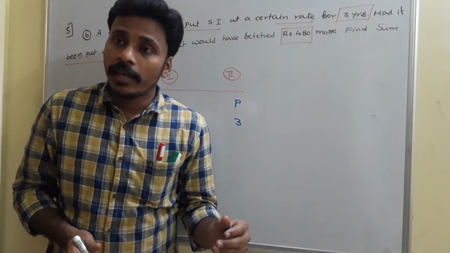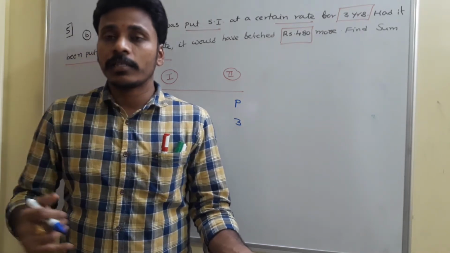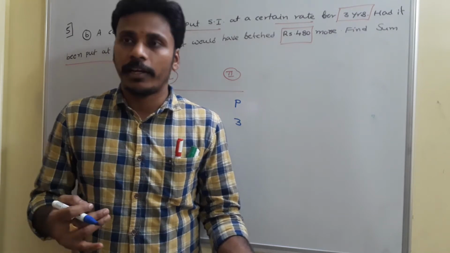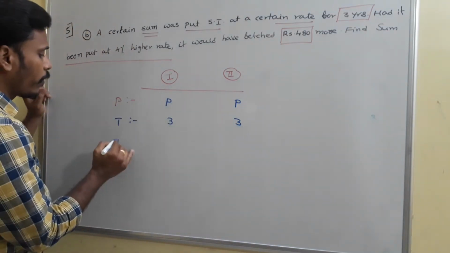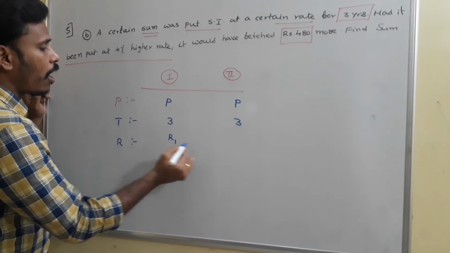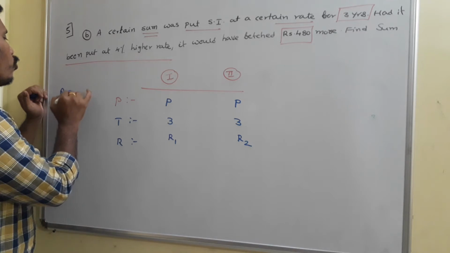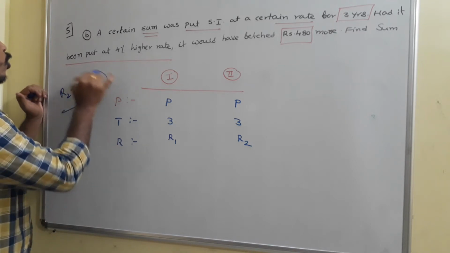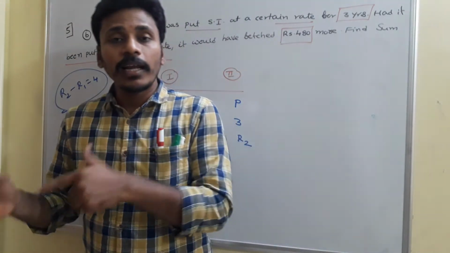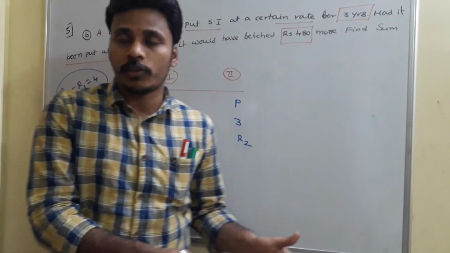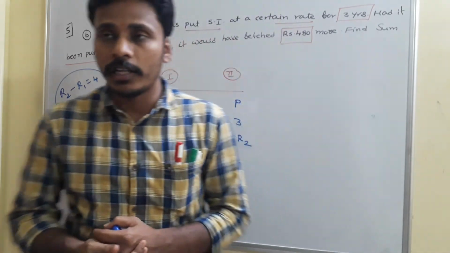And see, in one case, if you invest at a certain rate of interest R%, then in the other case, you are investing at a 4% higher rate. In the sense, the difference between the rates of interest is 4, as they given. So take the rate of interest as R1 in the first case and R2 in the second case. As per the problem, R2 minus R1 is equal to 4, since we are investing at a 4% higher rate in the second case.